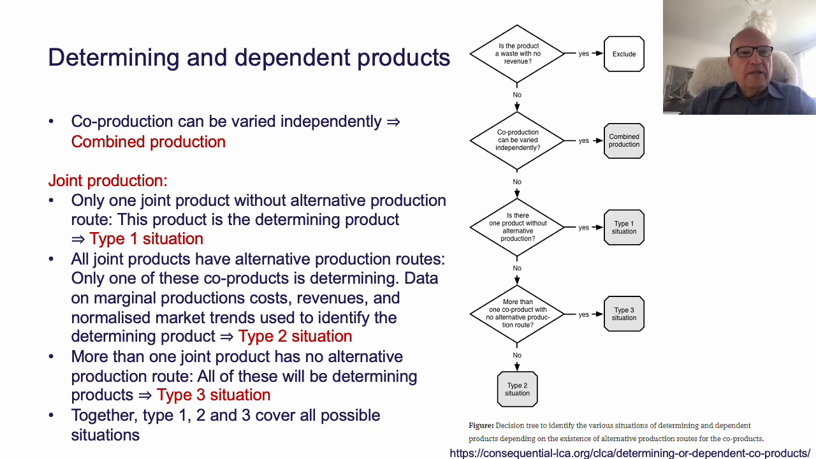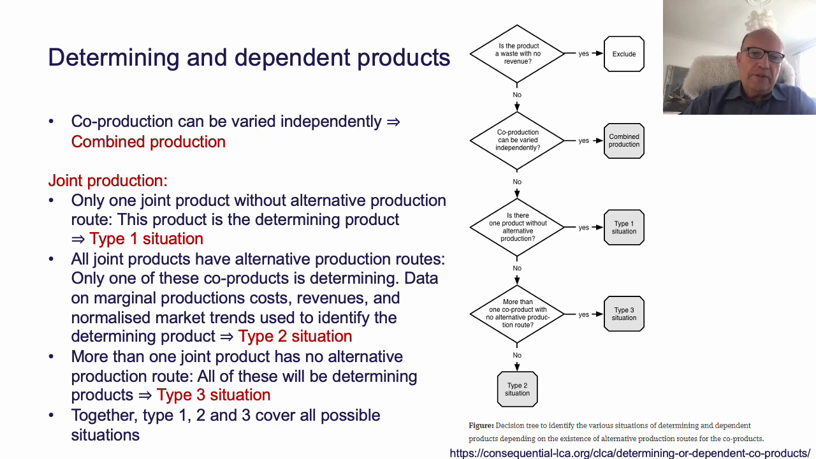Type 1 situation is where we have one joint product without alternative production routes. In that case, this is the determining product. We can also have a situation where all the joint products have alternative production routes. Still, only one of these co-products is determining, and we need to analyze data on marginal production costs and revenues and normalized market trends to identify which of the outputs is the determining one. This we call the type 2 situation.